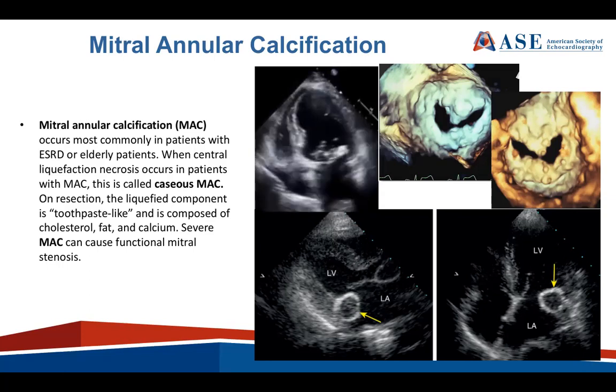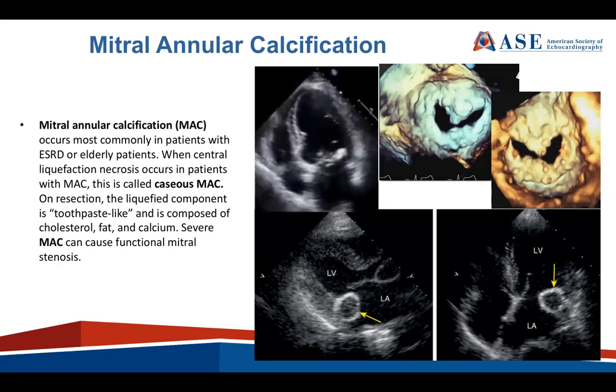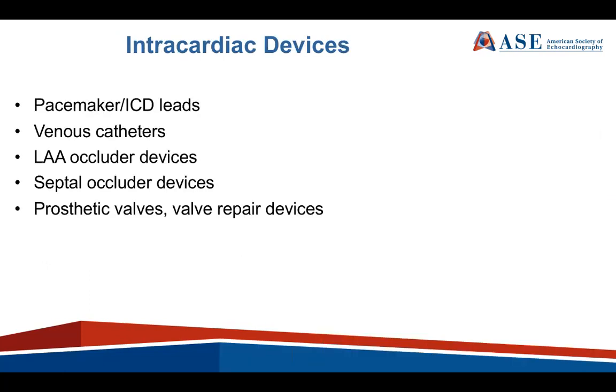And so here are a couple examples of significant mitral annular calcification, both from transthoracic and then the surgeon's en-face view on the top two images over there. The bottom images show liquefaction necrosis of MAC that results in caseous MAC. And so you can see this echo-dense rim and a center that's a little bit more fluid-like that again is consistent with cholesterol, fat, and calcium.